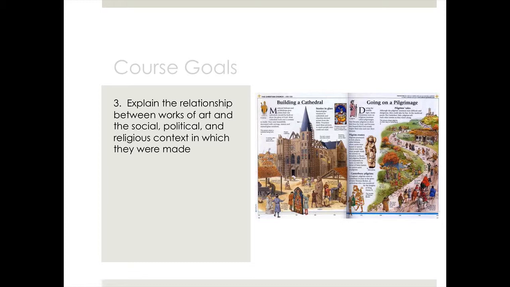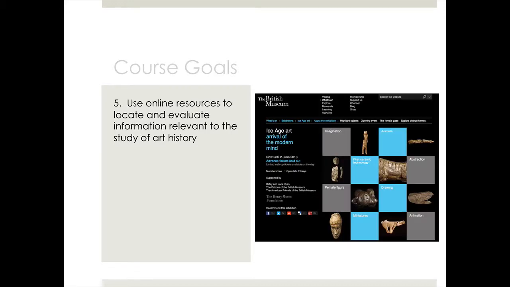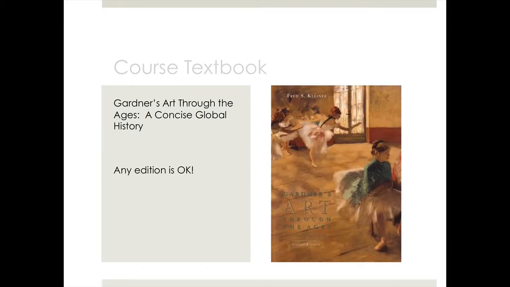You will also be able to explain the relationship between works of art and the social, political, and religious context in which they were made. And you'll be able to draw connections between works of art from different cultures and time periods in the form of a comparison. Paragraph essay questions on your exam will assess this particular skill. And finally, you'll also become familiar with online resources that you will use to locate and evaluate information relevant to the study of art history.